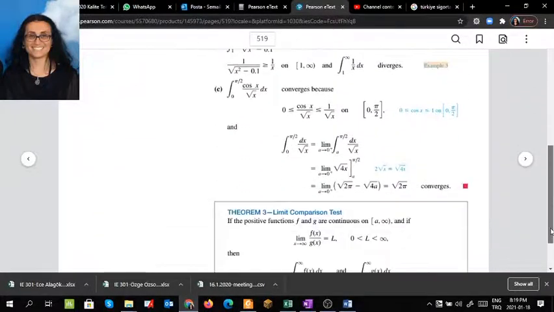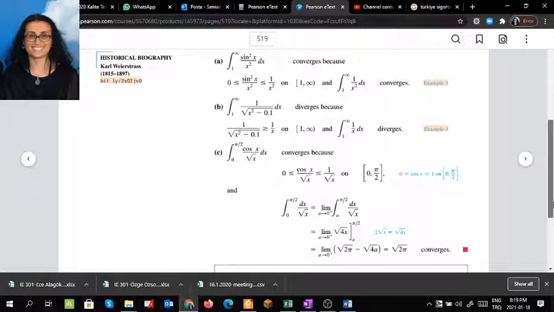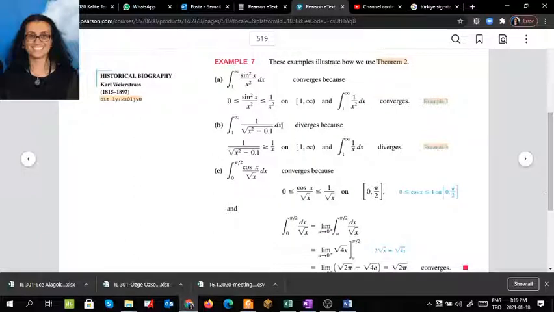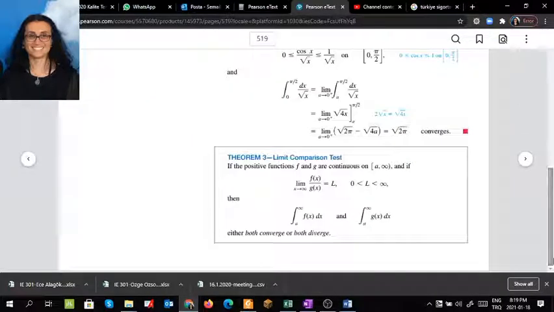And then there are some examples here. See, in this example, they are comparing it with 1 over x squared. We have seen 1 over x to the p before, so we use that. So that's why it was important.